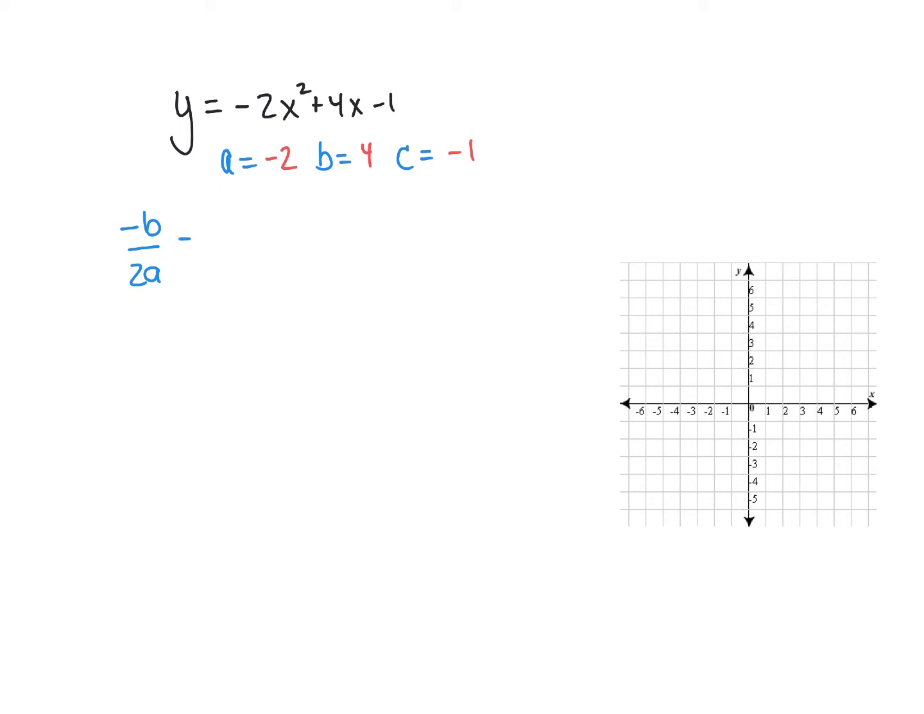So if I do this, my -b, the opposite of +4, is going to be -4 over 2 times my a here, which is -2. So the only one that's the opposite is b. And again, this is why signs are really, really important, so you want to include the positive or negative as needed. So we're going to get -4 over -4, which gives me 1. So that is my axis.